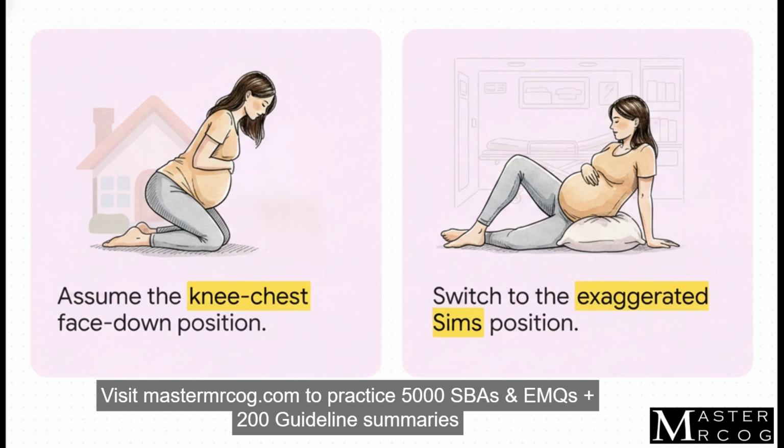If a woman with a known cord prolapse is at home waiting for the ambulance, advise her to assume the knee-chest face-down position. However, contrast this with what happens once she's actually in the ambulance. The knee-chest position is incredibly unsafe in a moving vehicle. During ambulance transfer, she must be switched to the exaggerated Sims position, which is left lateral with a pillow tucked under her hip. This is a highly specific, very testable distinction, so keep it in mind.